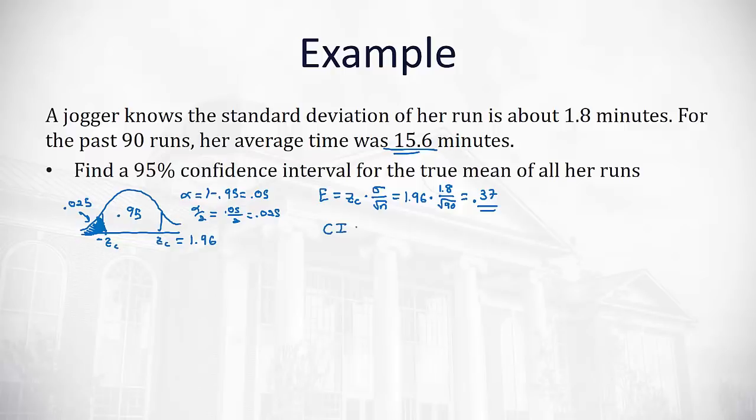So to make my confidence interval, we're first going to take that 15.6 and subtract the error to see our lower bound. And then we'll take the 15.6 and add the error to get our upper bound. When we do that, 15.6 minus 0.37 is 15.23. And 15.6 plus 0.37 is 15.97.